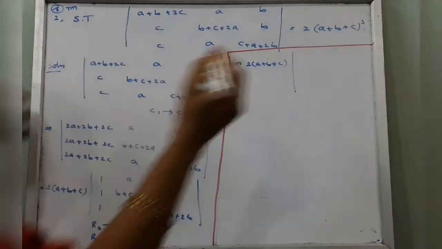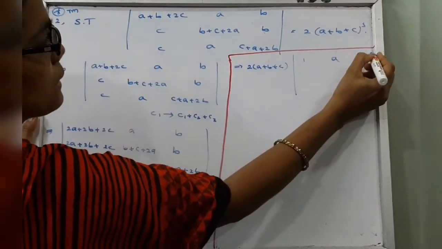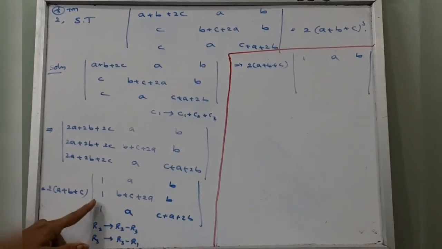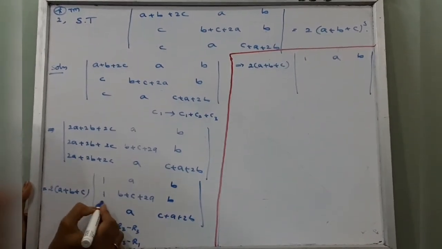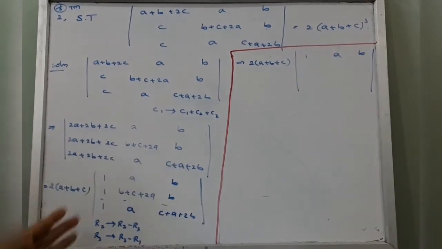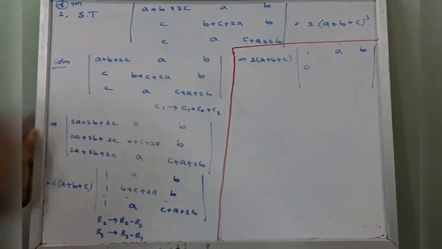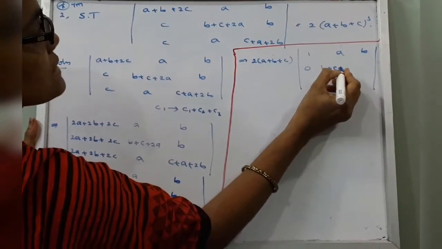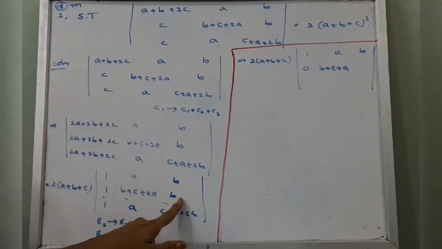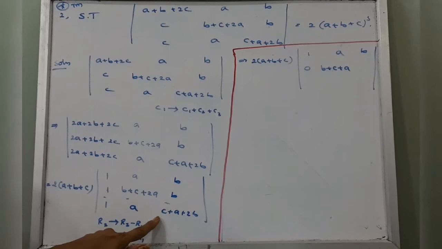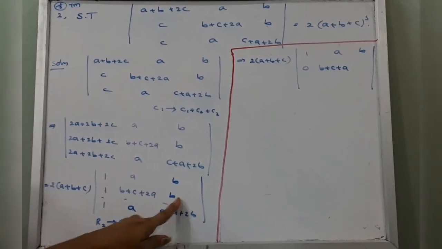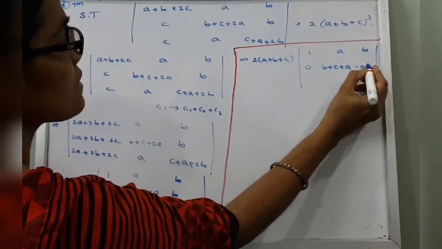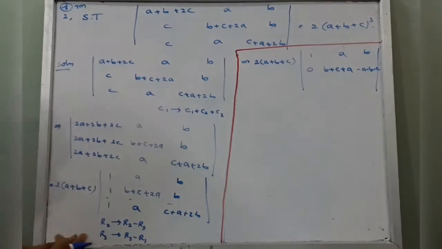first row is same, 1, a, b. Now for the second row, R2 interchanging R2 minus R3, we have to subtract these two. 1 minus 1 is 0, b plus c plus 2a minus a, we get b plus c plus a. Next, b minus of c plus a plus 2b is b minus c minus a minus 2b. It is minus a minus b minus c.